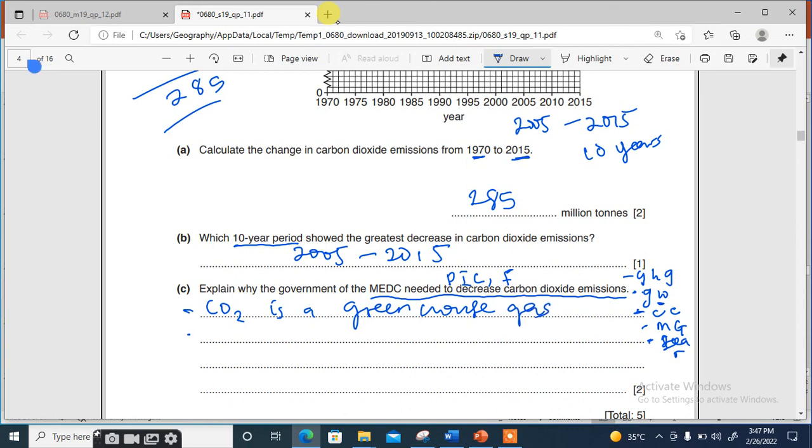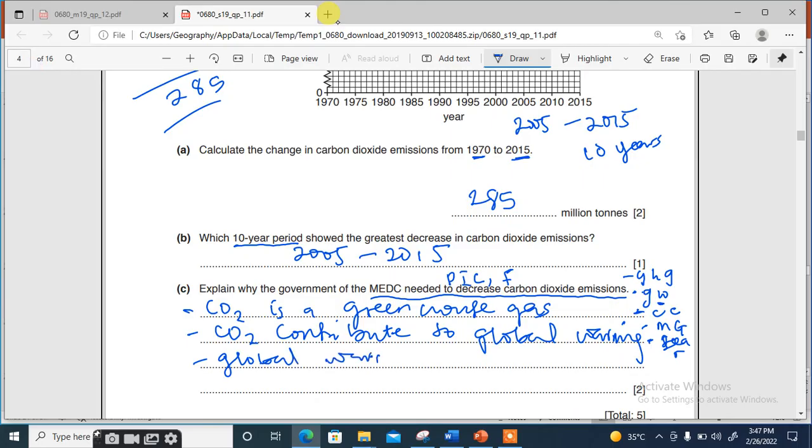It's a greenhouse gas. Two, CO2 contributes to global warming. Global warming causes climate change.